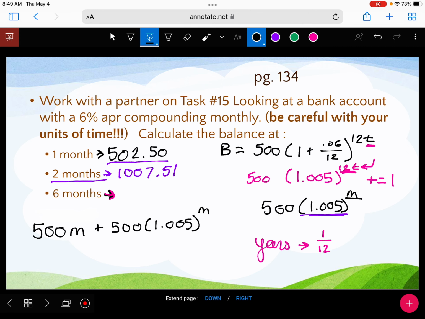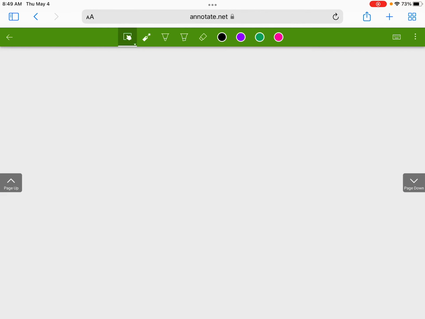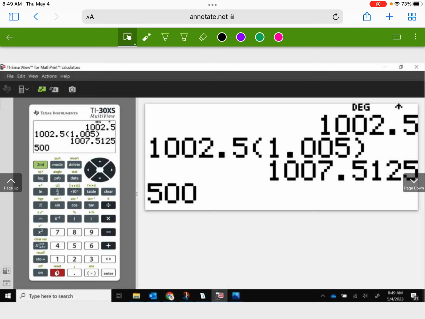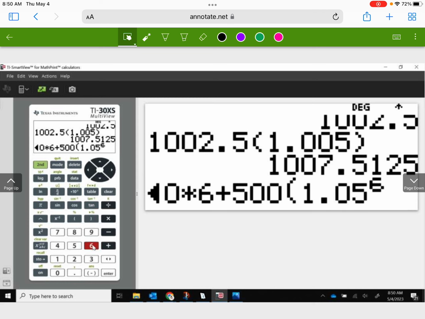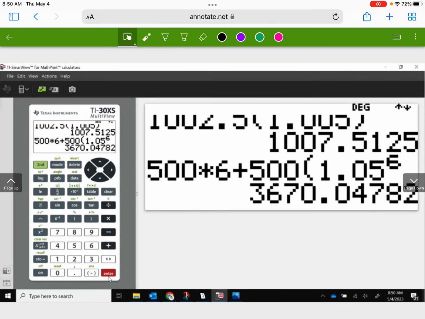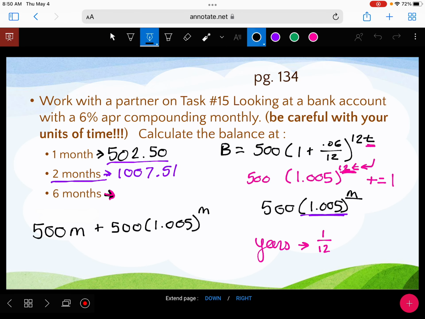So if we use this and get it as close as we can, we're going to have our 500 times that 6 months. We're going to add our interest that we're getting, 1.05 to the 6th. So $3,670-ish. If you did our calculations each month, it'll probably be slightly more, like we worked our way up yesterday.